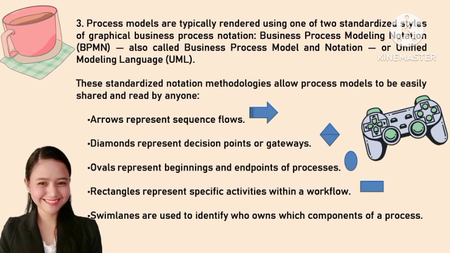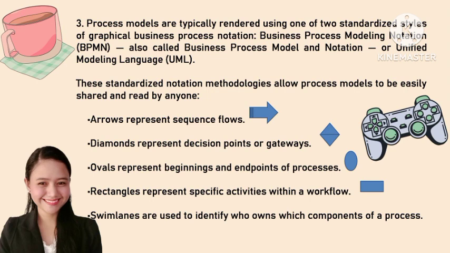So, just like for example, this sign. Arrows represent sequence flows. Diamonds represent decision points or gateways. Ovals represent beginnings and endpoints of the process. Rectangles represent specific activities within a workflow. Swim lanes are used to identify who owns which components of the process.